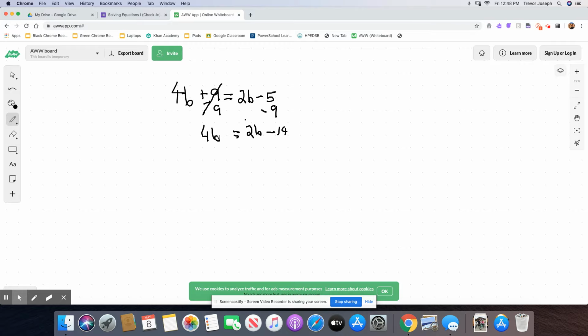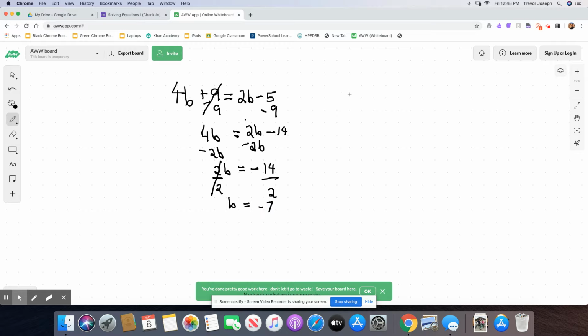I'm going to get all of my variables over here. So how do I do that? I need to take away 2b. When I take away 2b over here, I am left with 4b take away 2b, which is going to be 2b. And I'm left with negative 14. Well, I want b alone. I don't want two b's. So I divide by 2. And what I do to one side, I must do to the other side of the equation. And what I'm left with is b = -7.